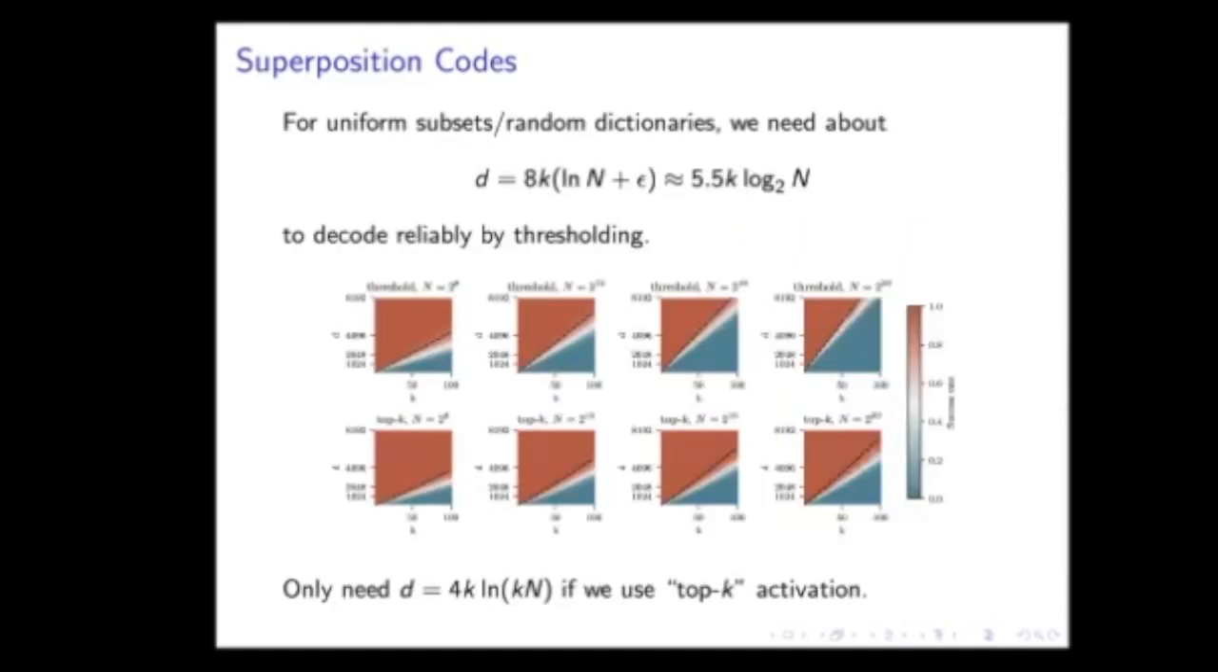Okay, so just to jump straight to the answer, I could have multiple slides on how cool Johnson-Lindenstrauss is, but: how many dimensions do I need to reliably encode a k-sparse subset of a set with n elements? The answer is about 8 times k times log of n. And this 8 is really an 8.